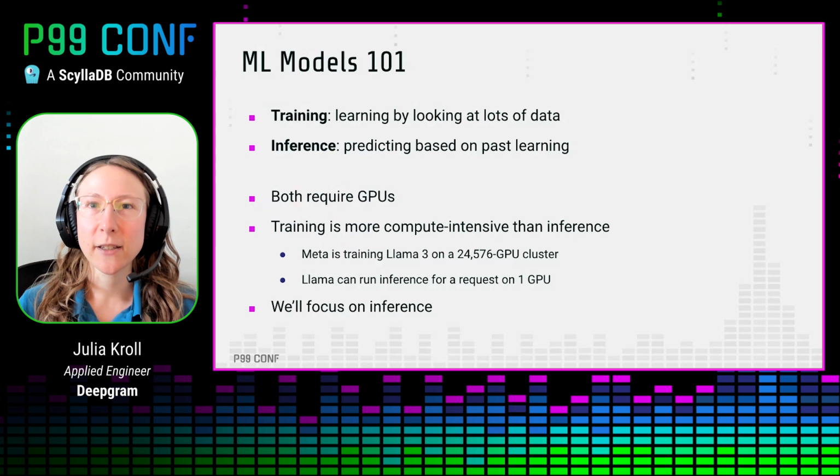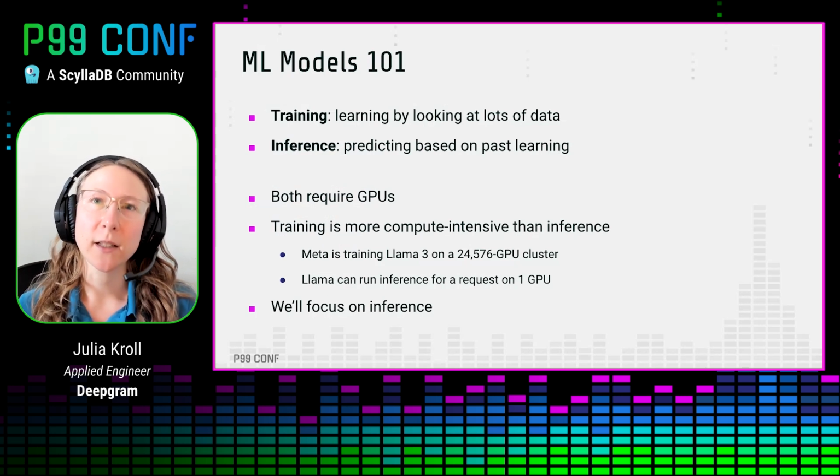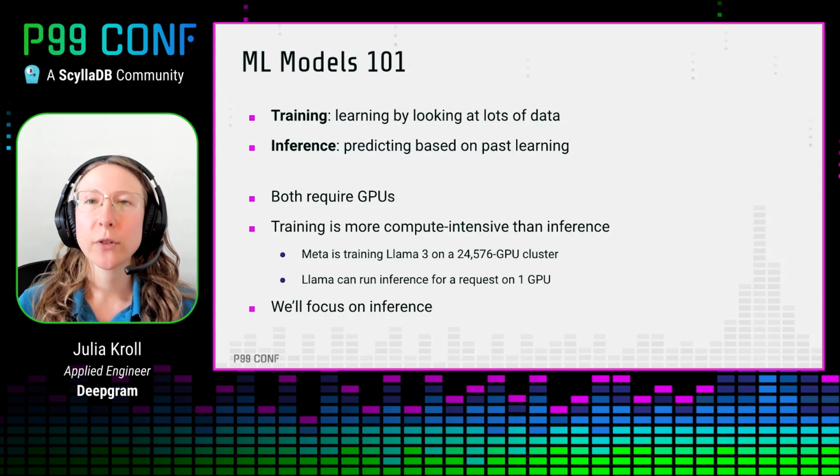Now, laying out the foundation for this talk, I'll introduce two different concepts in machine learning. There's sort of two main tasks that you'll do in the space of machine learning models. The first is training models, and essentially that's allowing a model to learn by looking at lots of data that you show it. And then once you've trained a model, you use it for inference, which allows you to make predictions based on all of that past learning that has occurred.